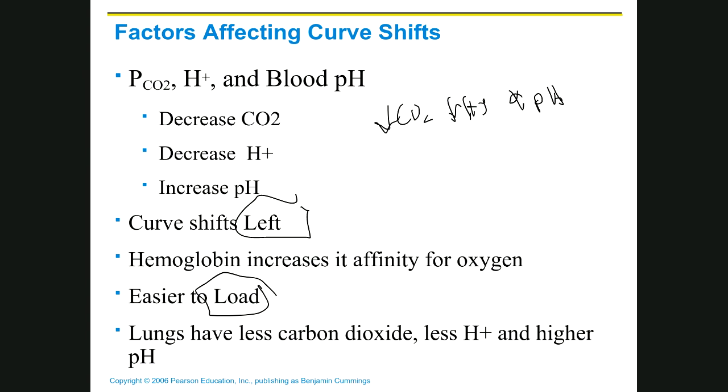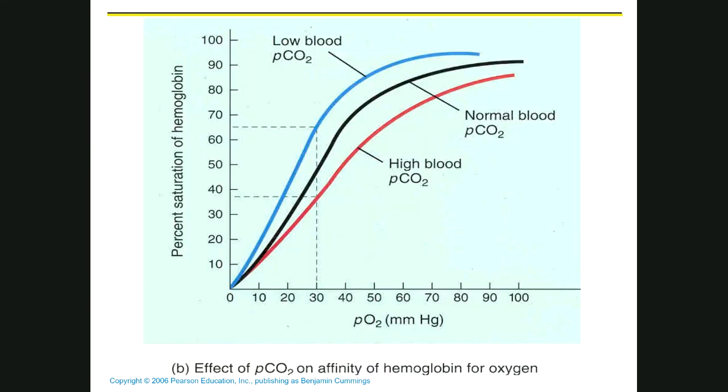Well, let's don't forget, where are we loading and where are we unloading? Remember, we load oxygen in the lungs, and we unload oxygen in the tissues. Well, we already know that we have different amounts of carbon dioxide. Remember, in the lungs, the partial pressure of carbon dioxide is 40. But in the tissues, the partial pressure of carbon dioxide is 45. So look, when I get to the tissues, there's more carbon dioxide.